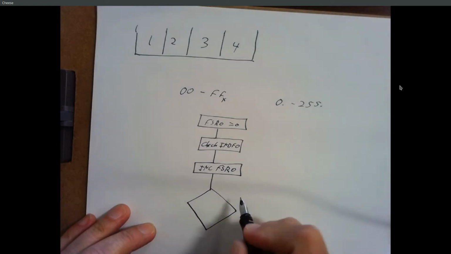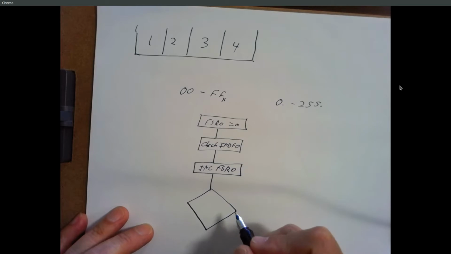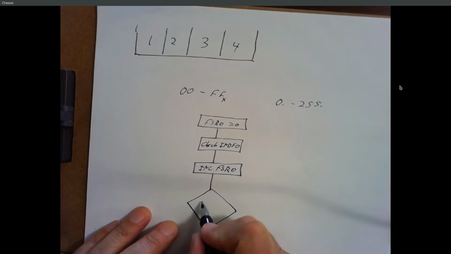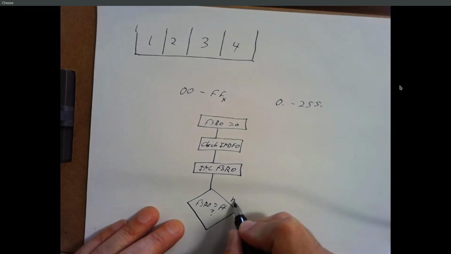So what condition should we check in here? There's a lot of possible answers. Stay high level. Just plain old pseudocode. What condition should we check for? You could check if FSR 0 has reached FF. And if it's not, then we want to loop. Yeah.